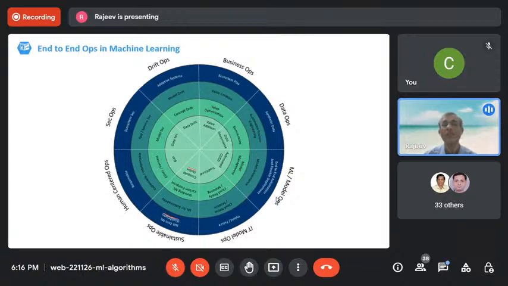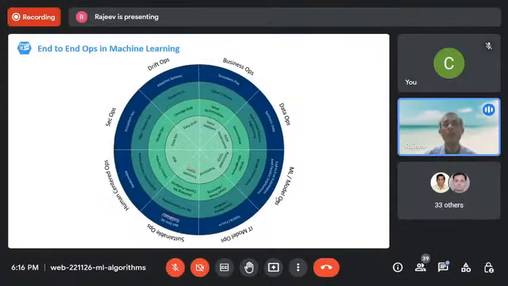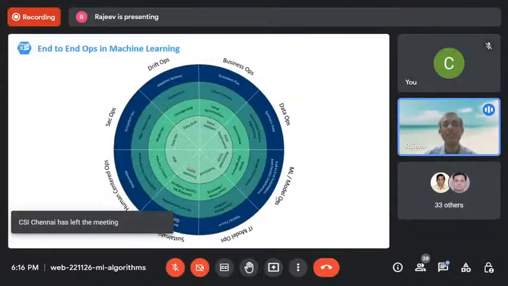Now, if you look at each of them, business ops is very important, business operations, because ultimately technology is only a means to solve a business problem. So you should always see technology as a means to solve a business problem.